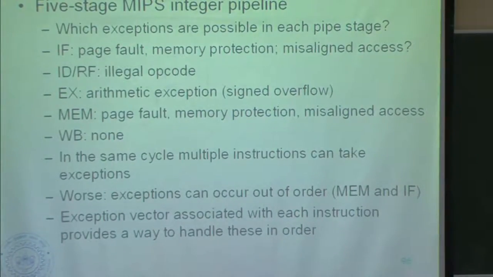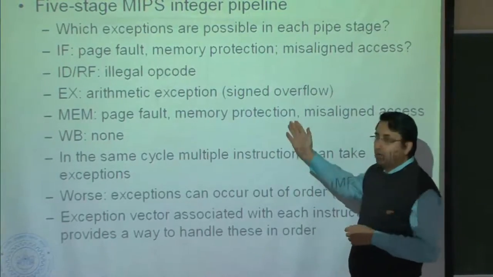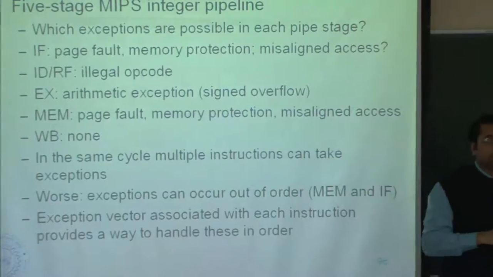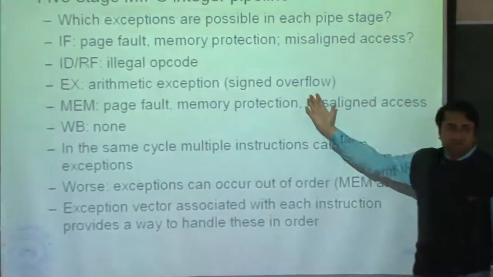Third stage can have an arithmetic exception. For example, in an integer pipeline, the only exception that can happen is sign overflow. So you can go and look up your list of instructions. This is the only bad thing that can happen in the third stage.